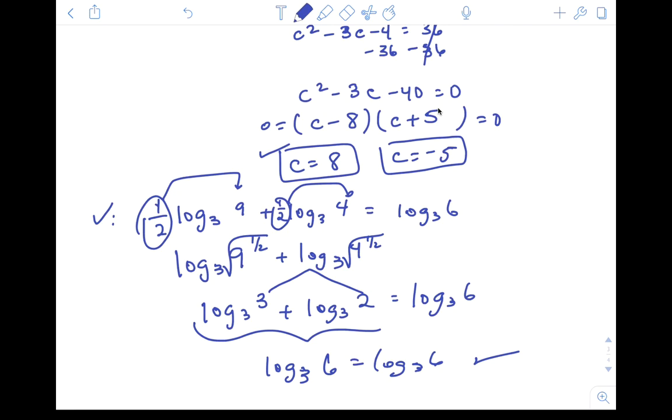Now, the beauty of the negative 5. Automatically going to be extraneous, because as soon as I put it into the problem, I begin with the 1/2 log base 3 of negative 5 plus 1. And negative 5 plus 1 is negative 4, and you can't take the log of a negative number. Boom.